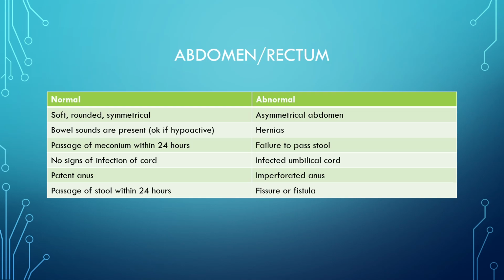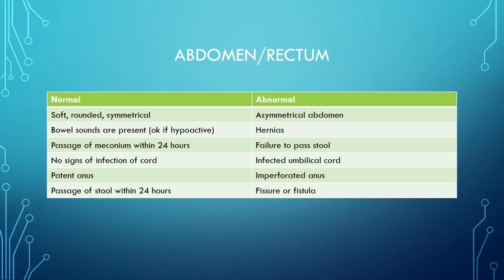Looking at the abdomen, it should be soft, rounded, and symmetrical. Bowel sounds should be present. They might initially be hypoactive, but they should not be absent. The baby should pass their first stool, which is called meconium, within about 24 hours of birth. Also, when you're looking at their umbilicus, there should be no signs of infection of that umbilical cord. The cord should be clamped. That clamp gets removed usually around 24 hours, maybe a little bit later of life, as long as it's drying correctly.